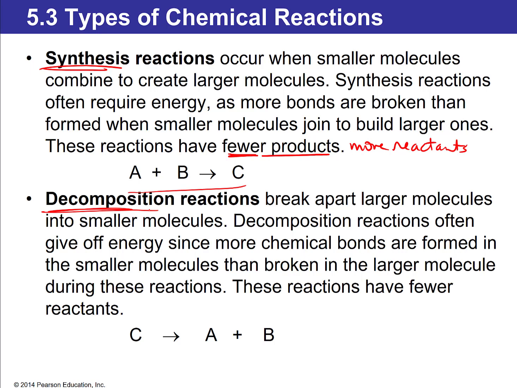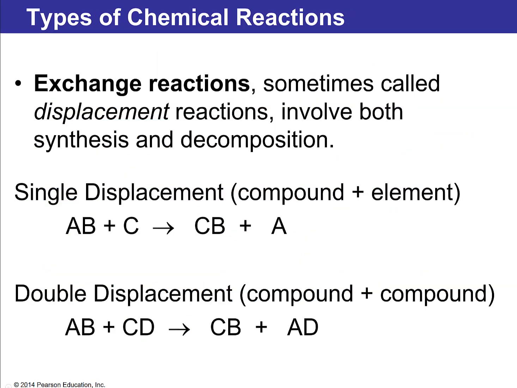Like something decomposes, what does it do? Falls apart, right? When things fall apart, you end up with lots of little things. So in this, you will always have fewer reactants, more products. So notice that those are the opposite. What about reactions where you have equal numbers? If you have equal numbers of reactants and products, those are called displacements.